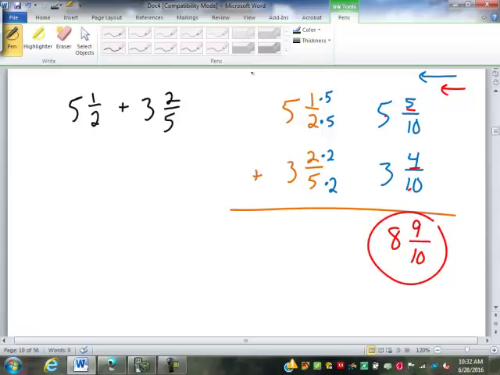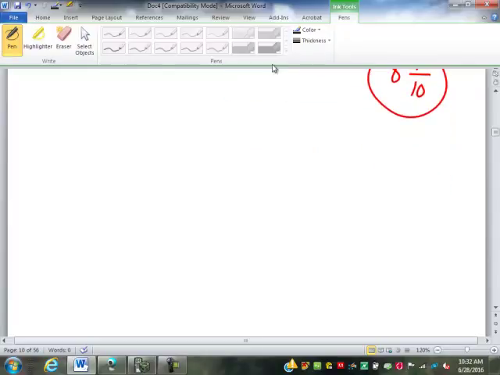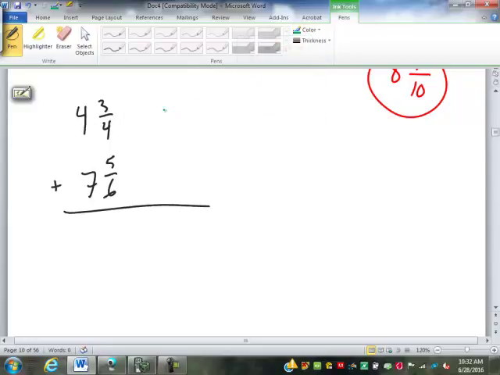Now, as you've learned in this class, it doesn't stay that simple. It gets a little more difficult. I'm just going to go ahead and start writing these vertically instead of doing them horizontally and rewriting them. So let's take 4 3/4 plus 7 5/6. We need to find our common denominator. So we have 4 and 6 as our denominators. The common denominator would be 12, the least one.